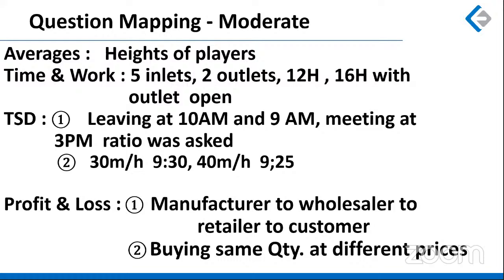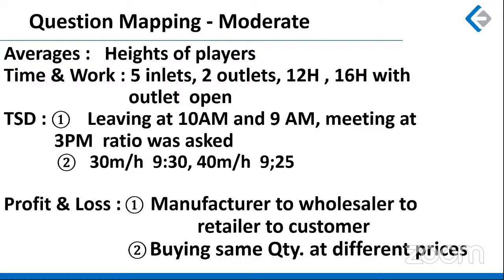Another time speed distance question. Dr. Rao, traveling at 30 miles per hour, would reach at 9:30, at 40, he would reach at 9:25. What should be that speed to reach at a particular time? Very standard question, very standard. Just there was one small problem probably in this question where instead of miles per hour, kilometers was written. That's the only thing.